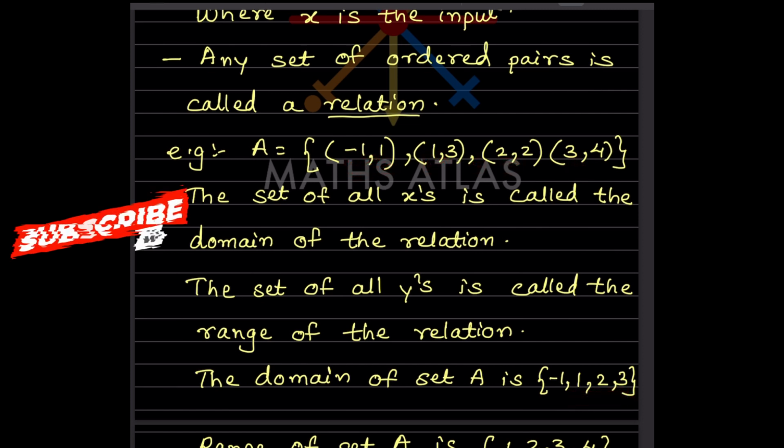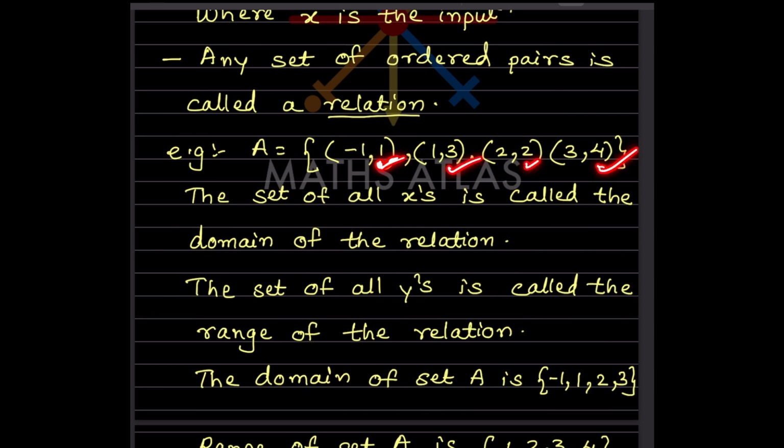It's written over here, and you have to write it again in the curly brackets, because it's a set. And the range of set A is 1, 2, 3 and 4. Whenever you write these numbers, they should be in increasing order, that is 1, 2, 3 and 4.